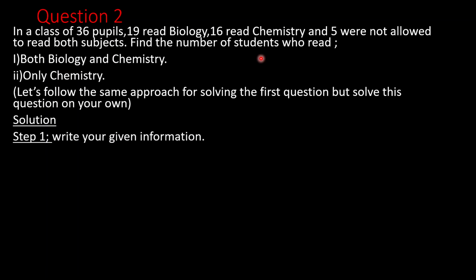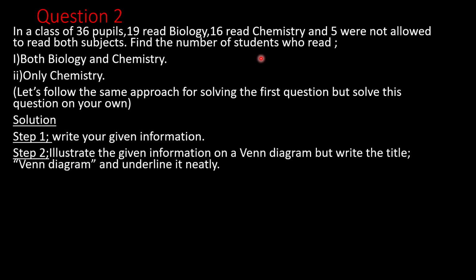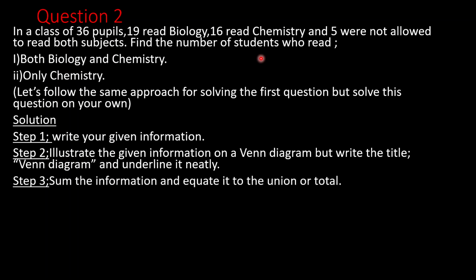So step 1, write your given information. You write the given information and underline it, then you summarize all the clues in the question. Step 2, you illustrate the given information on the Venn diagram, but write the title Venn diagram and underline it before you draw. And don't forget to attach the names of the sets on top of the circles. Step 3, you sum the information and equate it to the union or the total.